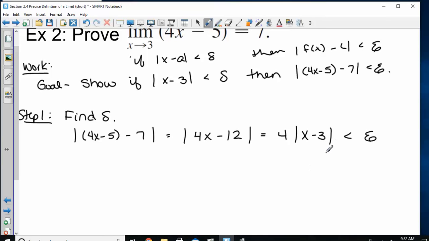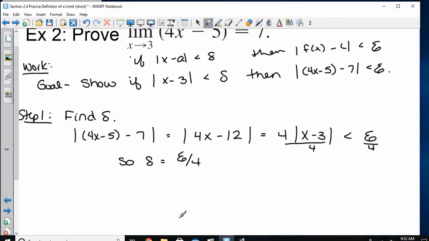If I want to get my absolute value of x minus 3 by itself, what do we have to do? Divide by 4. Okay, if I do that, what that tells me is I need my delta to equal epsilon over 4. Right, that was just kind of my scratch work.